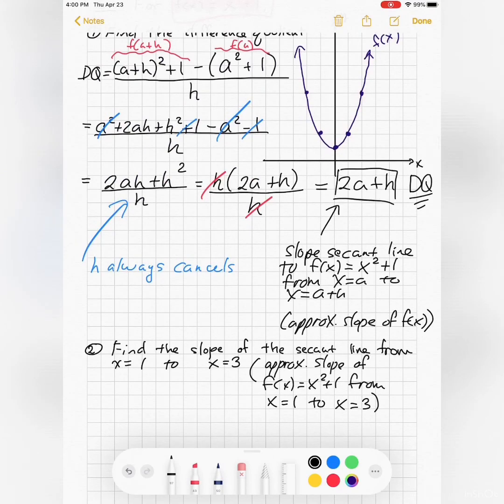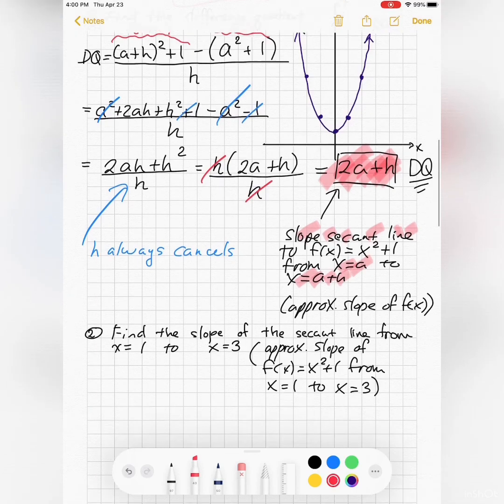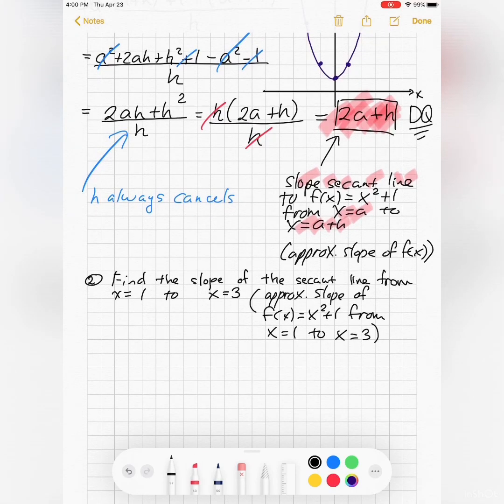Okay, so the good news is I already found this formula here. This gives me the slope of the secant line from a to a plus h. So all I have to do is figure out what I need to plug in. So look, from x equals a, so a is 1, to 3. So what is h? h is the distance between the two values. The distance between 1 and 3 is 2, so h would be 2.